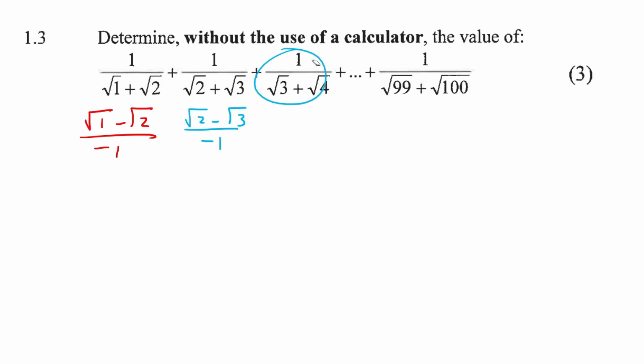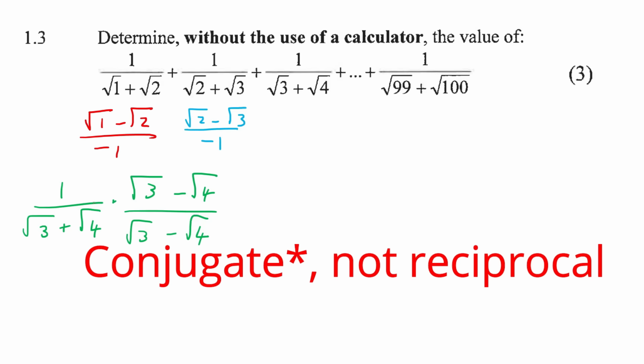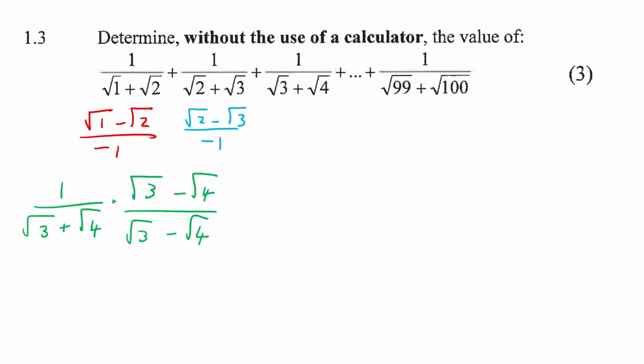Now we're just going to do one more just to make sure about the pattern. And so that's going to be 1 over the square root of 3 plus the square root of 4. So we're going to multiply the top and bottom with the reciprocal again. Now we know that the square root of 4 is 2, but let's just leave it for now because we want to see patterns. So I'm going to multiply the top and the top. That's just going to give us square root 3 take away square root 4.